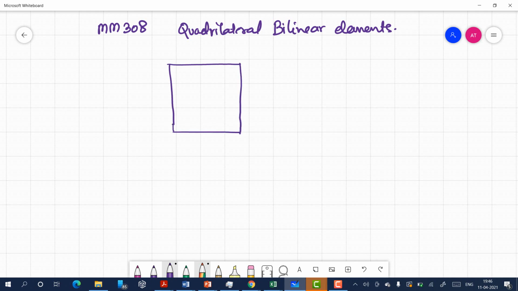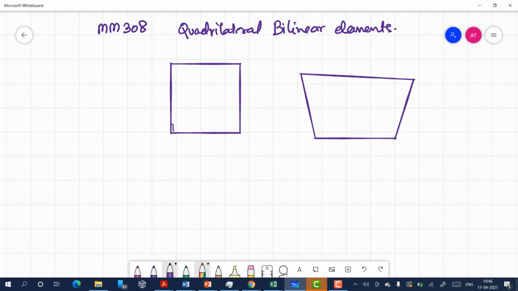So, okay. It doesn't have to look like a perfect square or a perfect rectangle. It can have different shapes, okay? But it has to have four edges. So it can be something like this also. It doesn't matter. It can be something like that also, or this also.